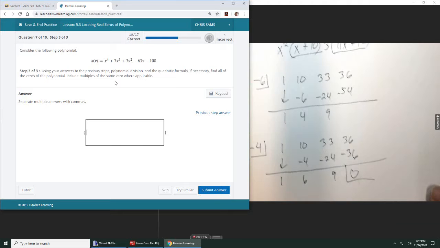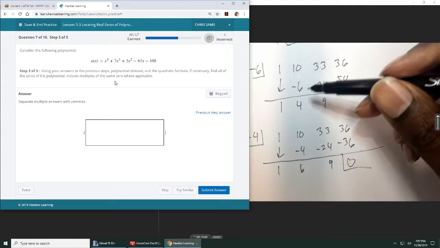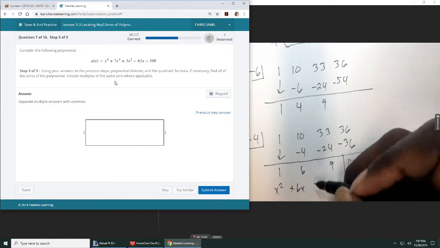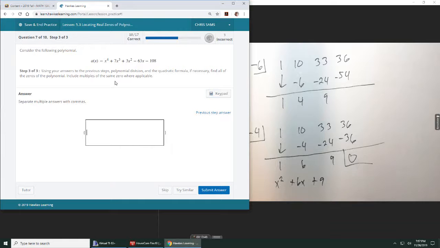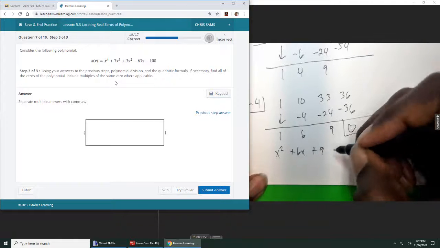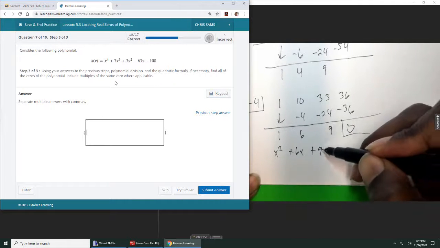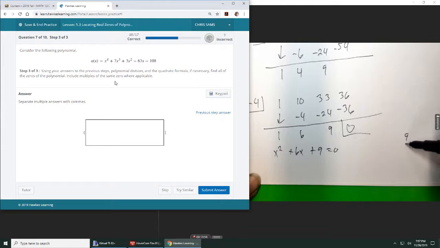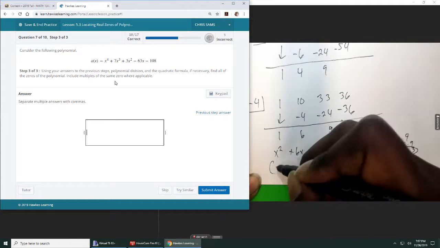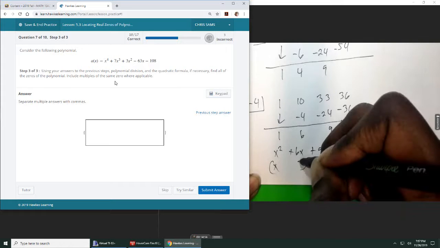Our remaining polynomial, it was cubed, now it is squared. So we have x squared plus 6x plus 9. From here, we can see if this will factor. Let's set it equal to 0. Factors of 9 are 1 and 9, and then we have 3 and 3. We have to add to get 6. So 3 plus 3 will give us 6. So it will factor. We'll have an x and an x, and these 2 3's.